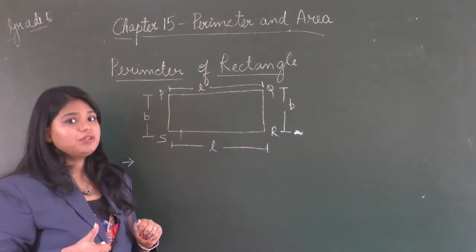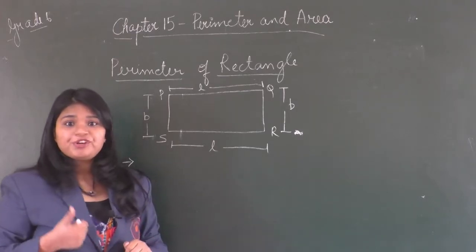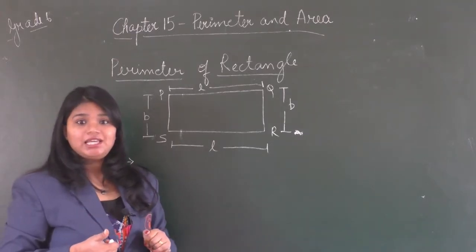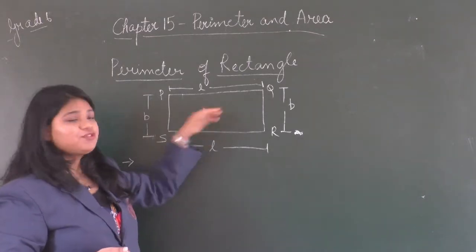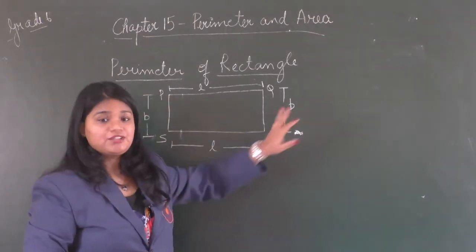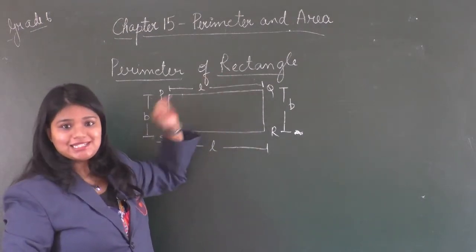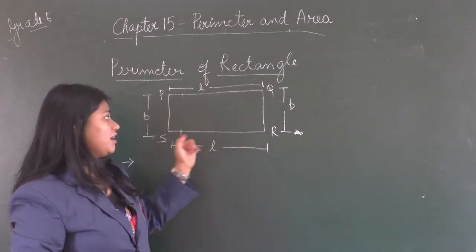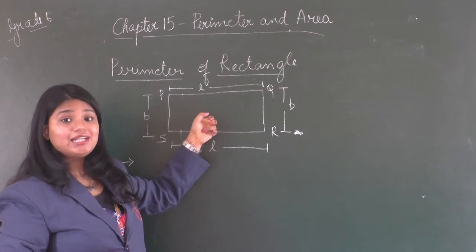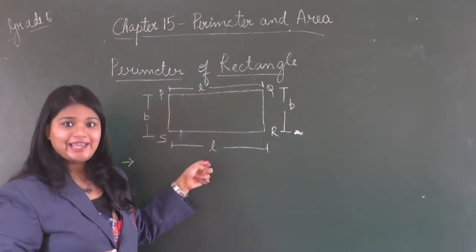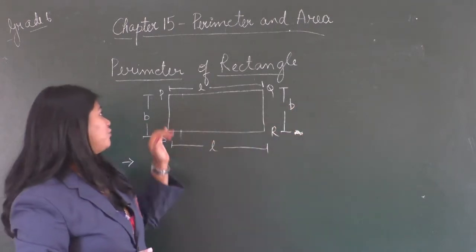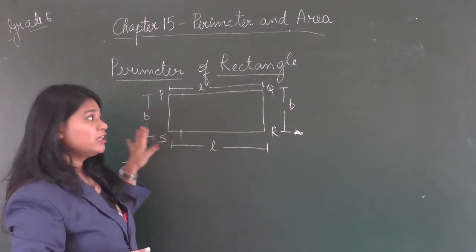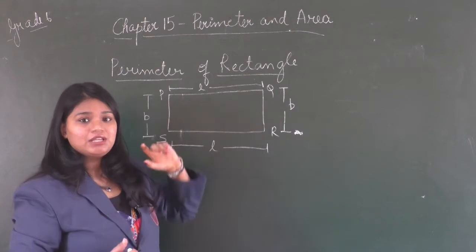PQRS, right? So we know that according to the property of a rectangle, the opposite sides are equal to each other. So I have named the dimensions of this figure as L and B. So for PQ, I have marked it as L. Similarly for RS, since it is the opposite side and it is equal to PQ, I have marked L here as well. For QR, I have marked B. Similarly for PS, I have marked B. So L is length and B is breadth.